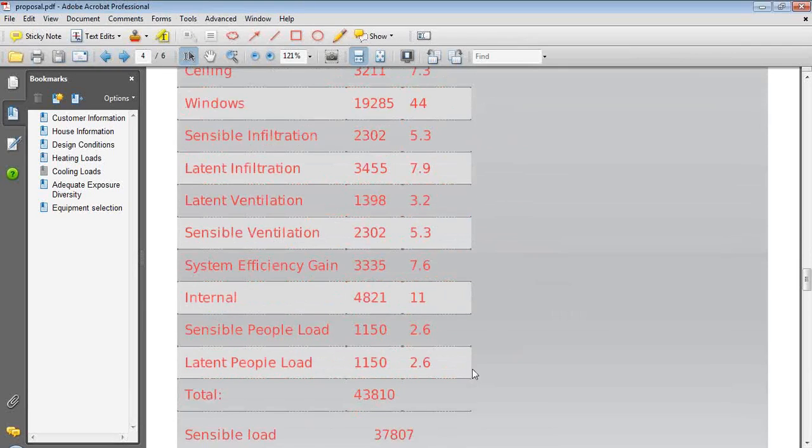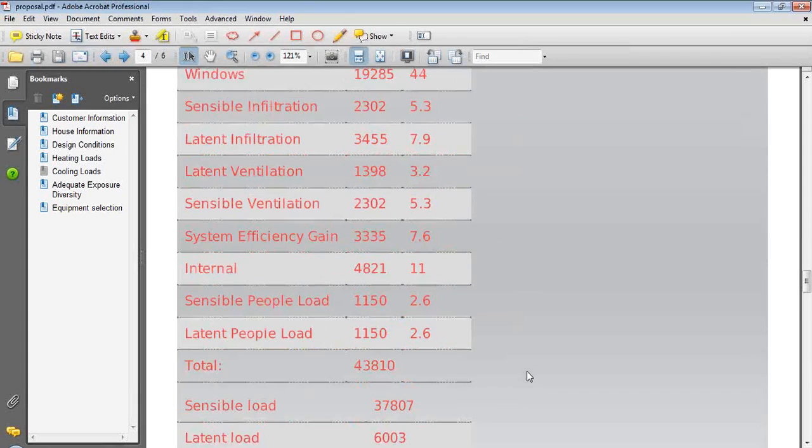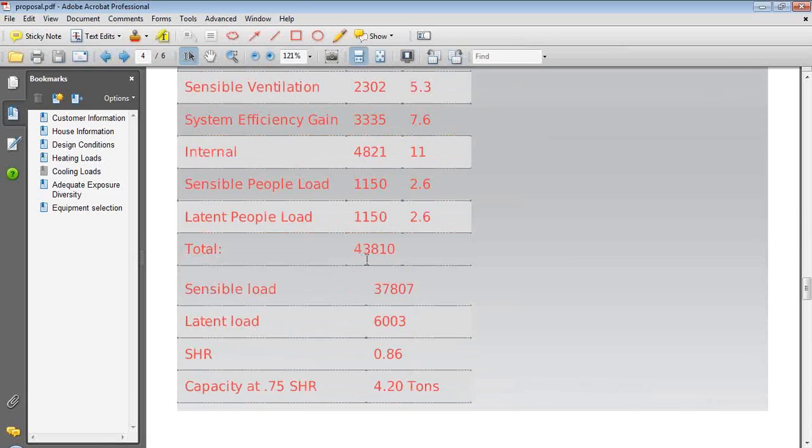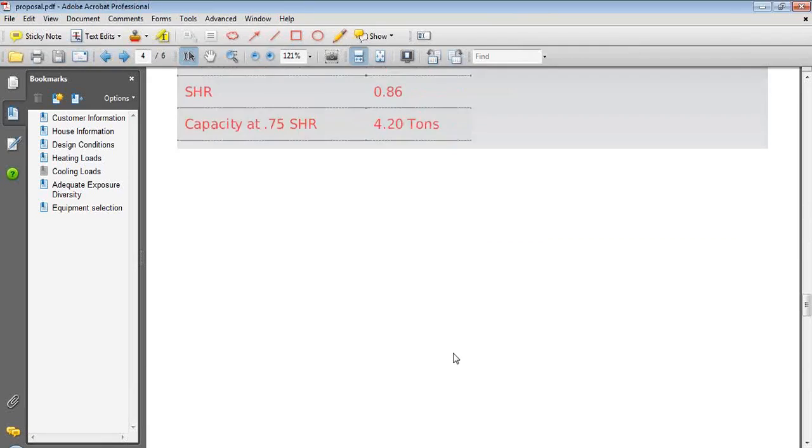So some of them will have breakdowns of sensible versus latent on them. People are another one. People are both giving off heat as well as sweating into the atmosphere, giving off latent energy. So look at that. The total cooling load is 43,000 BTUs. The sensible portion is 37,000. The latent portion is 6,000. So my sensible heat ratio for this particular structure ended up being 0.86, which is fairly low on the latent side. That is to be expected for a newer construction home because there's significantly less leakage. If you have older houses, you're going to expect a more traditional sensible heat ratio of 0.78 or something like that. So that basically comes out to be a 4-ton unit.